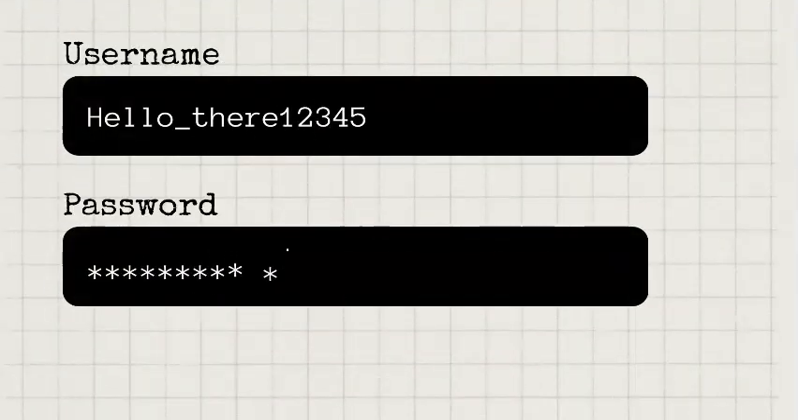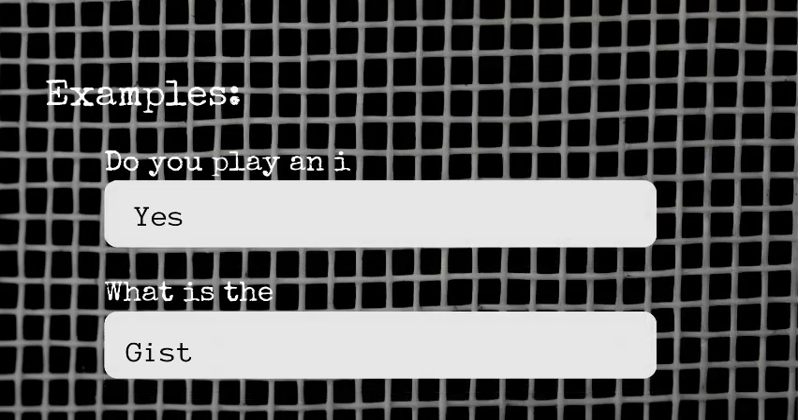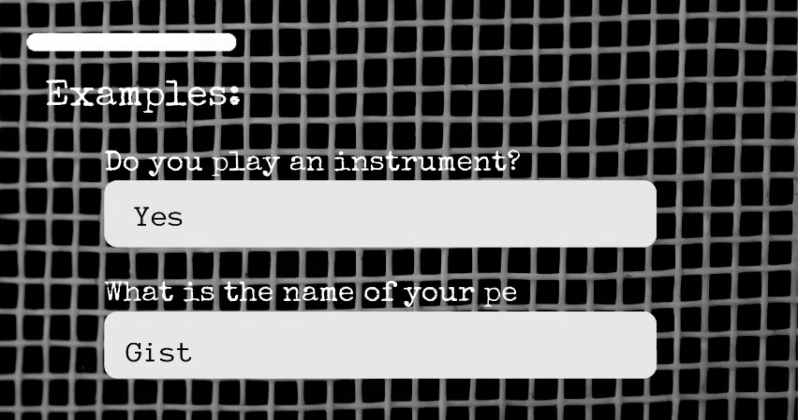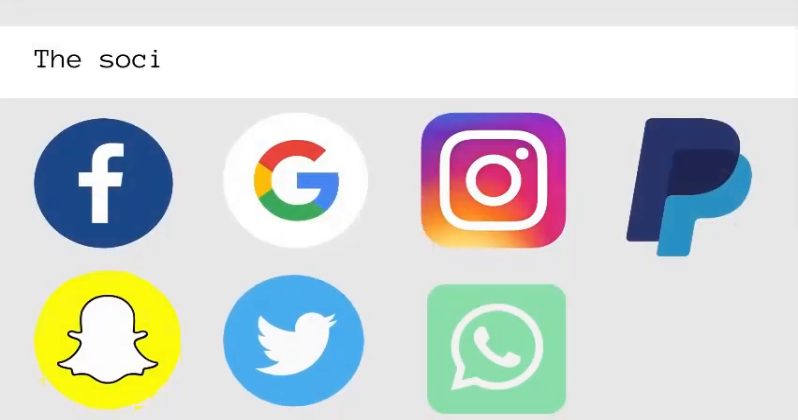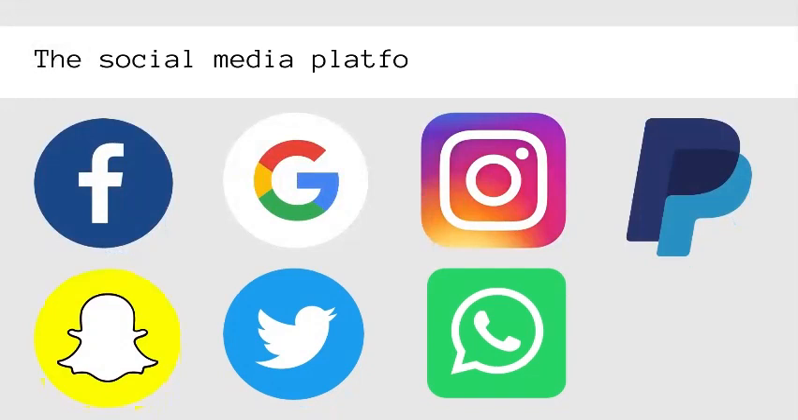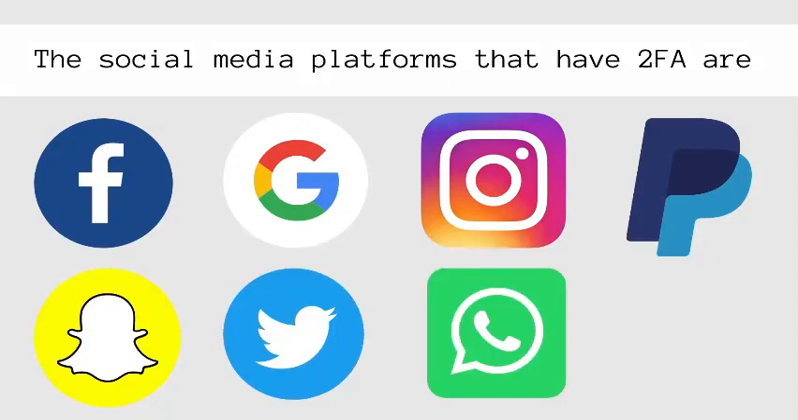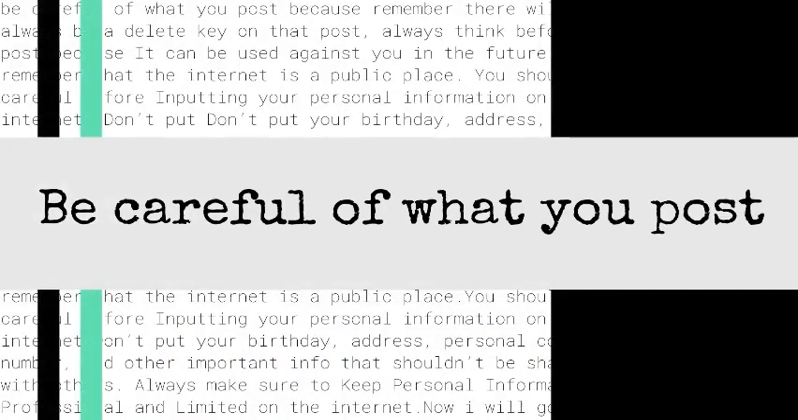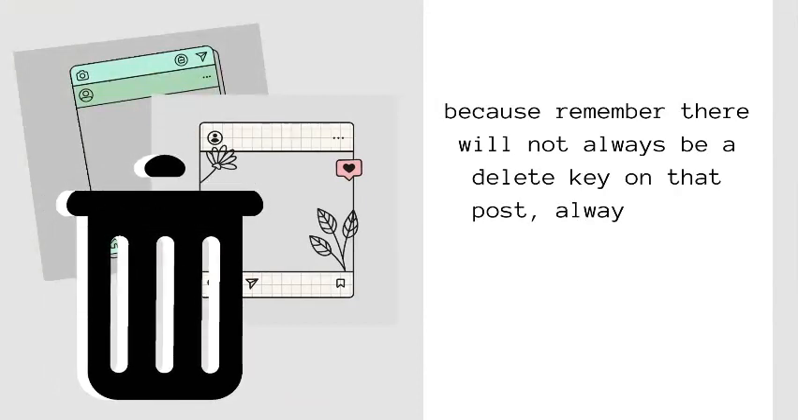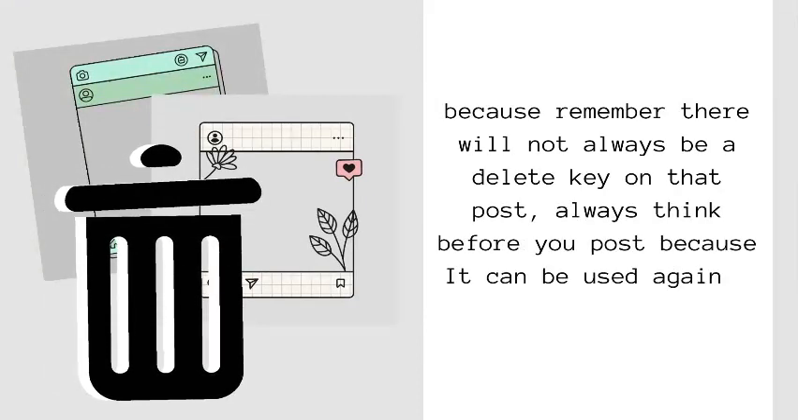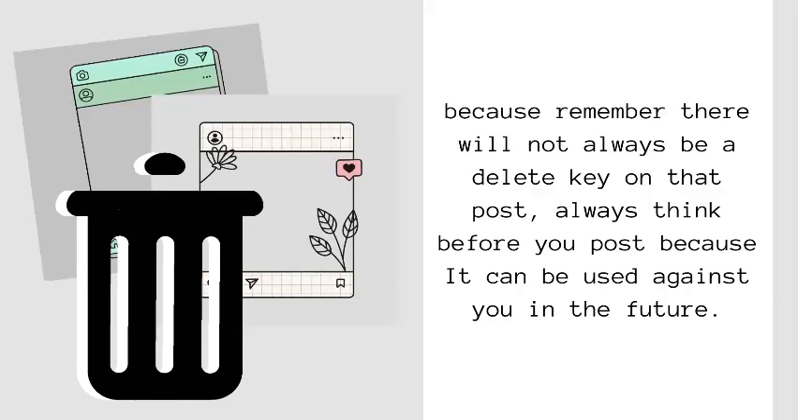First, a user will enter their username and password, then instead of immediately gaining access, they will be required to provide another piece of information. The social media platforms that have 2FA are Facebook, Google, Instagram, PayPal, Snapchat, Twitter, and WhatsApp. Be careful of what you post, because remember, there will not always be a delete key on the post. Always think before you post, because it can be used against you in the future.